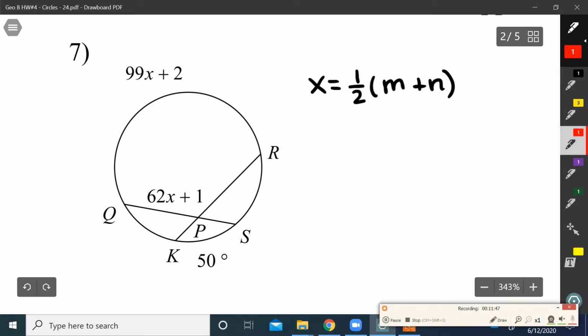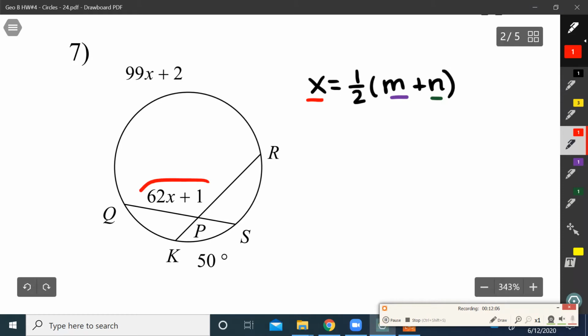Now we have to recognize what x is, what m is, and what n is. And I'm going to point them out with my red color. Let's find what x is. The x is the one in the middle.